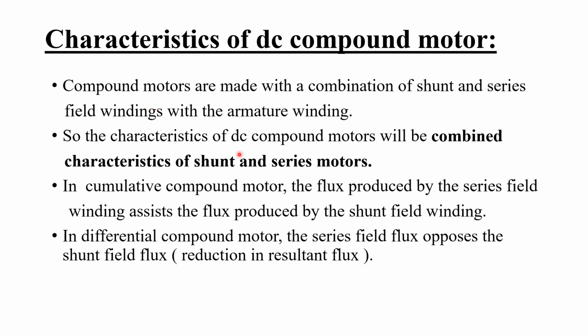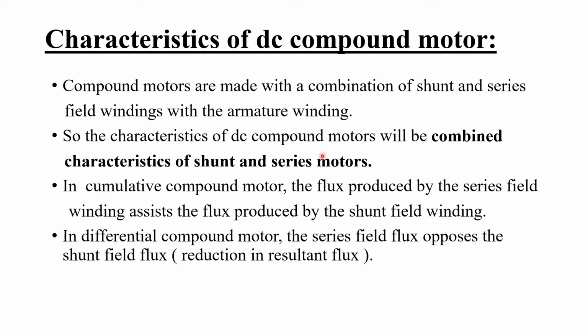We know that a DC compound motor consists of a combination of both shunt and series field windings. Hence it got the name compound motor. So we can say that DC compound motors will exhibit the characteristics of both series and shunt field motors.